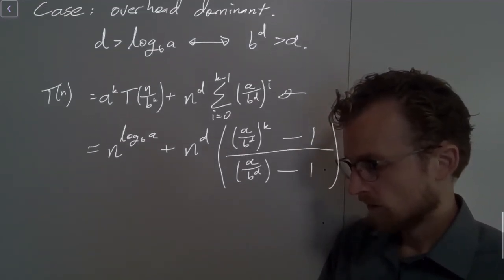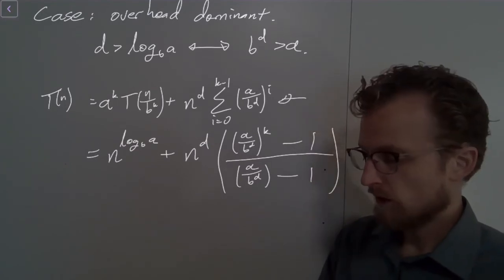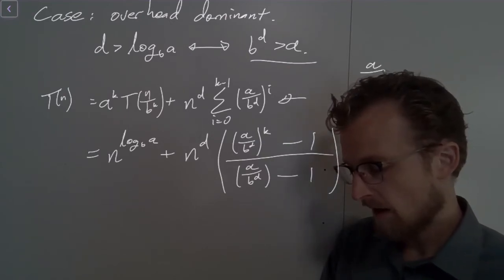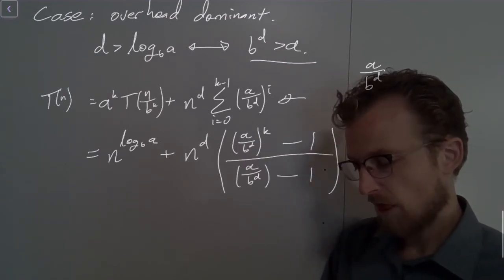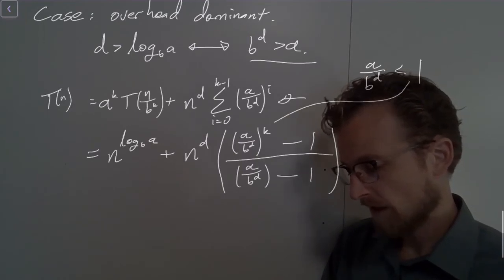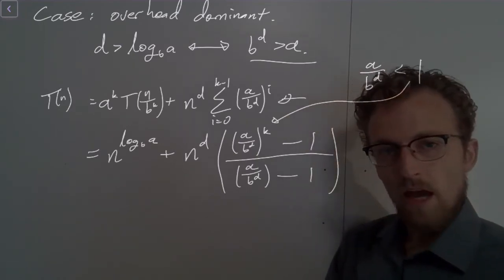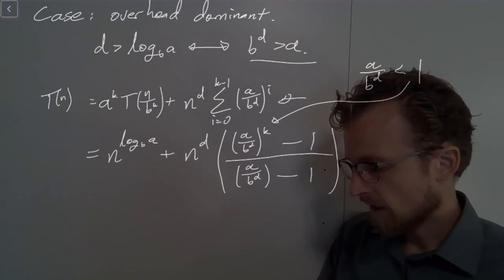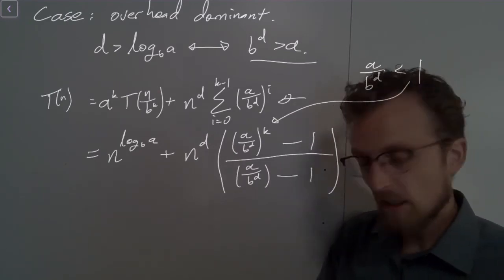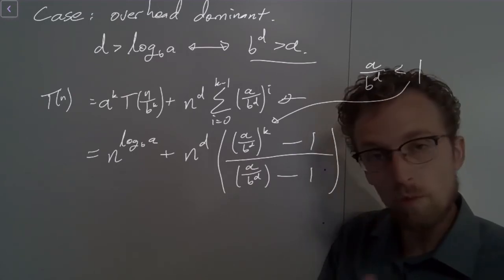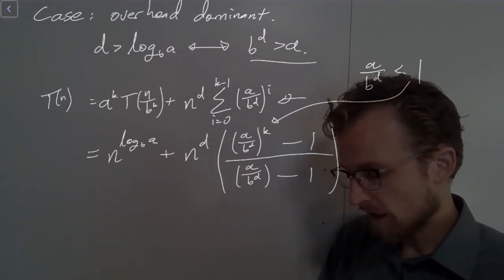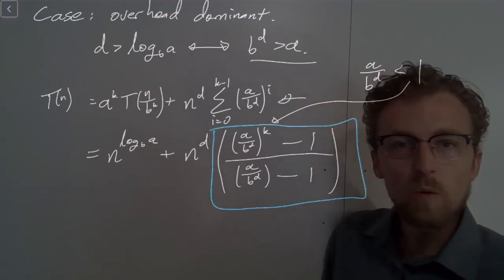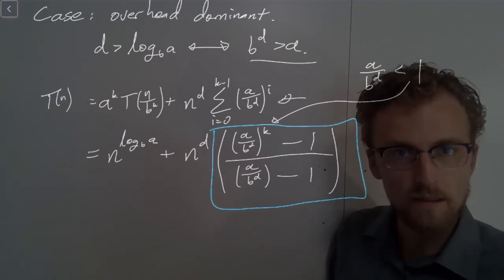Now, what do we know? In the overhead dominant case, we know that b to the d is greater than a. Okay, so what does that tell us about a over b to the d? It tells us that that is less than 1, right? So that's here. And so in this case, we can inherit the fact from the geometric series that says no matter what, this converges to a constant. Okay, so no matter what, this expression, and I'll circle it here in blue, is always upper bounded by something that's constant in k.